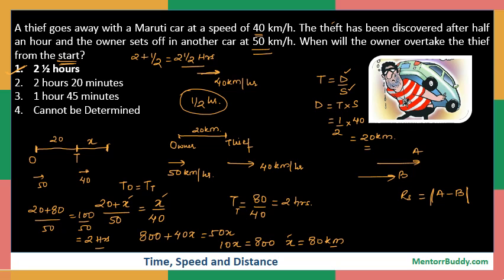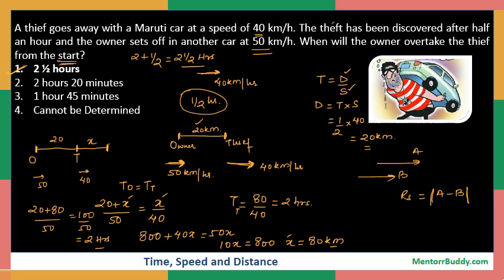But as you see, this method has been a quite lengthy method because we are involved with the equations. So in such a question, using the concept of relative speed, you can solve it without using equations. So how can we do that? Let us see. So this was the situation. Here was the owner and here was the thief after half an hour, that is at a distance of 20 kilometers. Thief was running with 40 kilometers per hour and owner was running with 50 kilometers per hour.